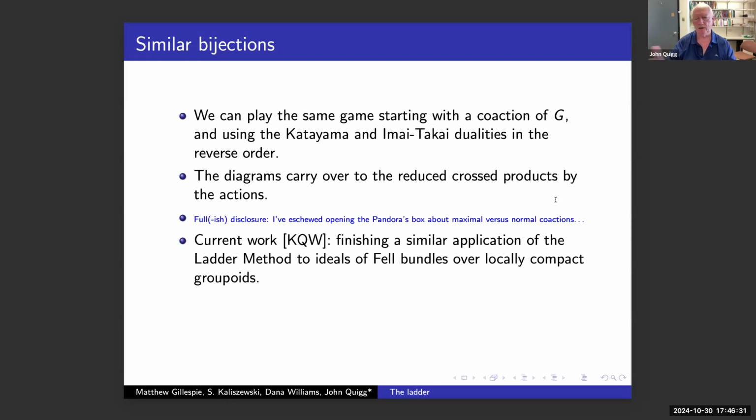There is a correspondence between the sets of ideals of Morita equivalent Fell bundles. So we get the vertical struts, we have a ladder, and then we get bijections among the appropriate sets of ideals. So this is coming out soon. In fact, we just submitted this the other day. It should be on the archive by now. So bijections between ideals of Fell bundles and application of the ladder technique.